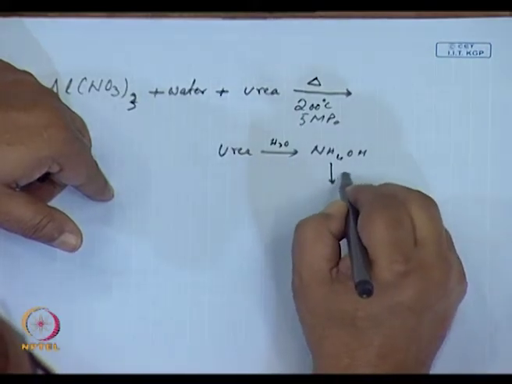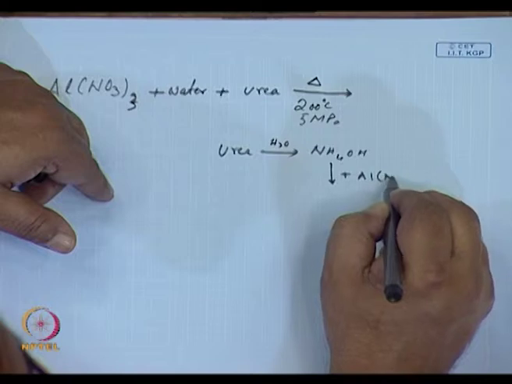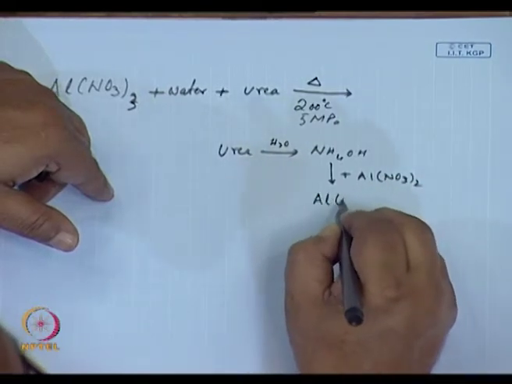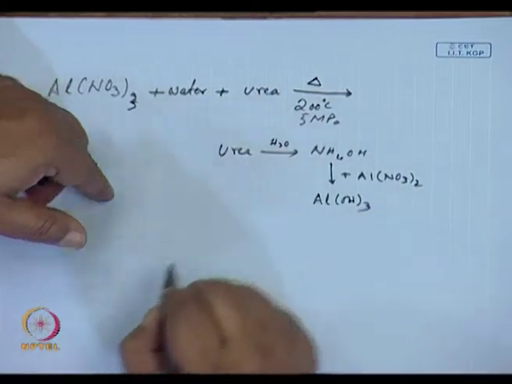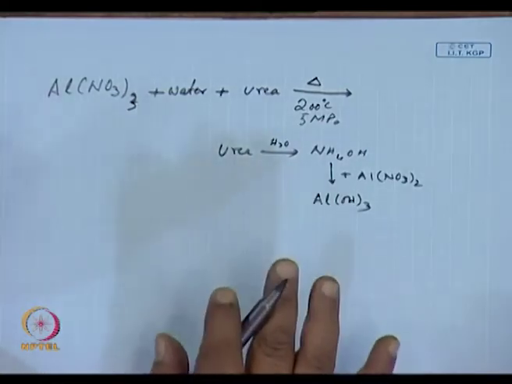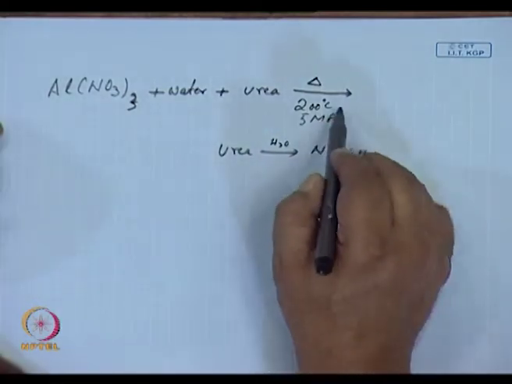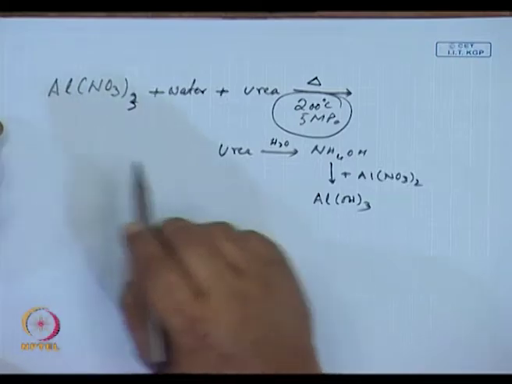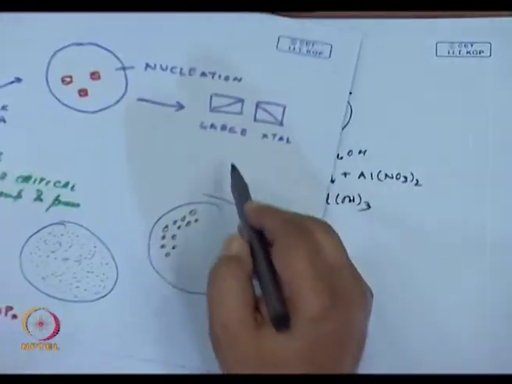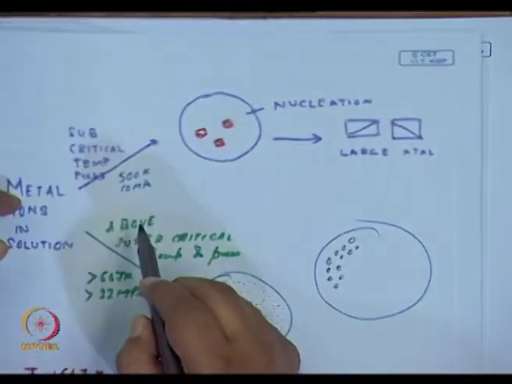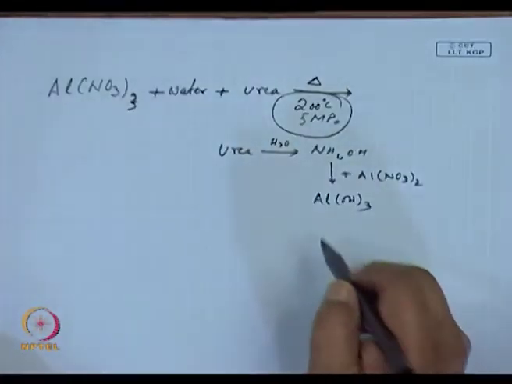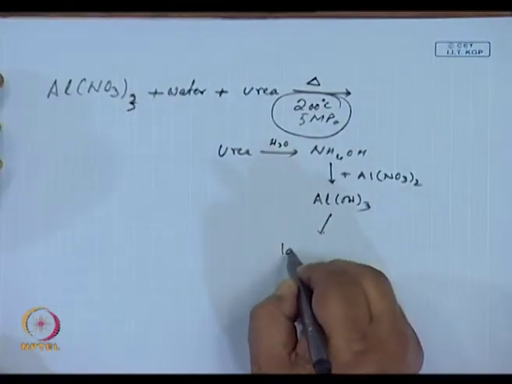This would react with aluminum nitrate to give you aluminum hydroxide. This is a standard thing that would happen under these conditions of temperature and pressure. And the aluminum hydroxide over here, as I said, because I am below the supercritical temperature and pressure, would form large grains.